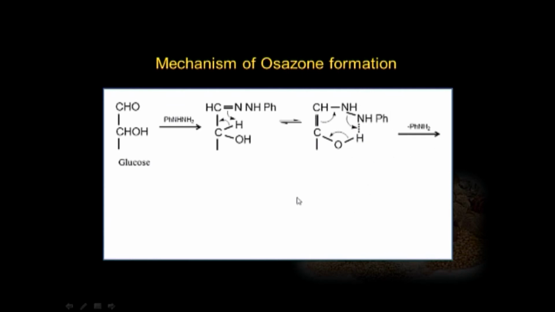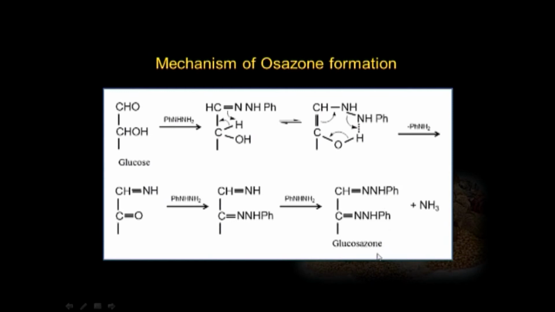So, after the loss of one molecule of aniline, we get this type of structure which is an imine, and now it reacts further with 2 molecules of phenylhydrazine, one with this carbonyl and next with this C double bond NH. With the loss of an ammonia molecule, we get this compound which is an osazone, and an osazone from glucose is known as glucosazone. Now, this reaction is involved at the 2 carbons only.